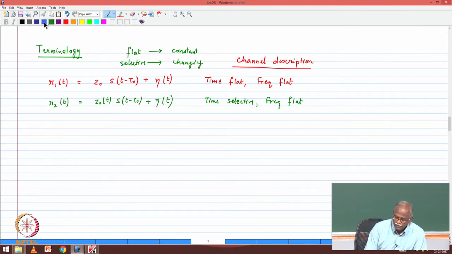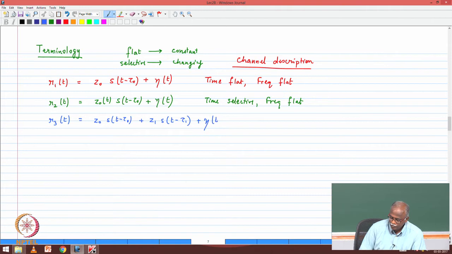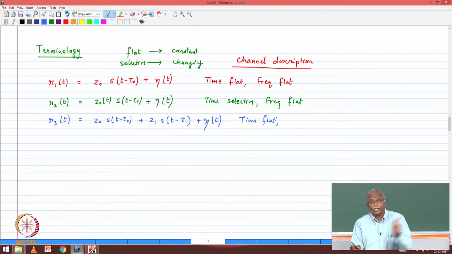So, third one is R3 of t is z naught s of t minus tau naught plus z1 s of t minus tau 1 plus eta of t. This is time flat, nothing is changing as far as time is concerned, but there is a frequency response because there are two taps. So, therefore, your channel will have a frequency response, it is no longer flat, it is frequency selective.